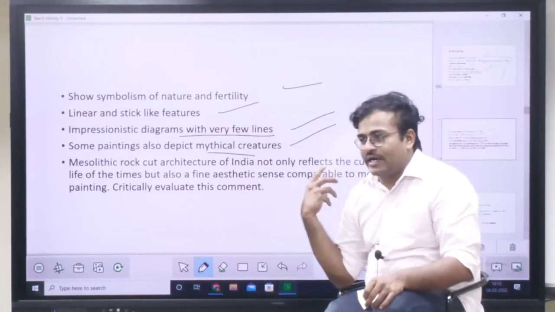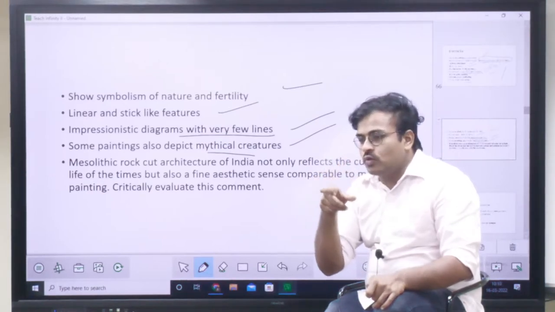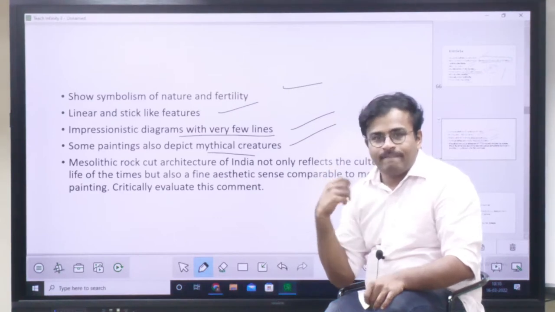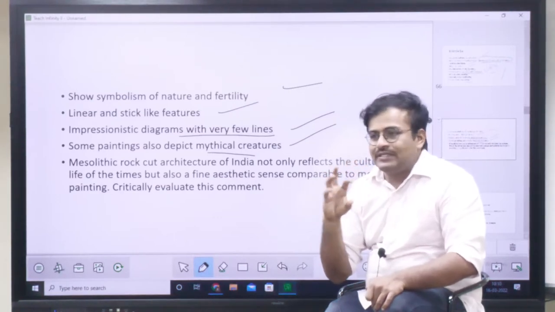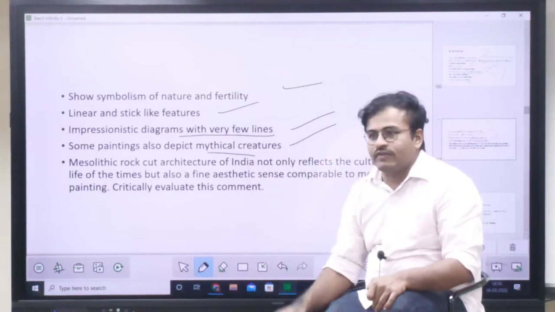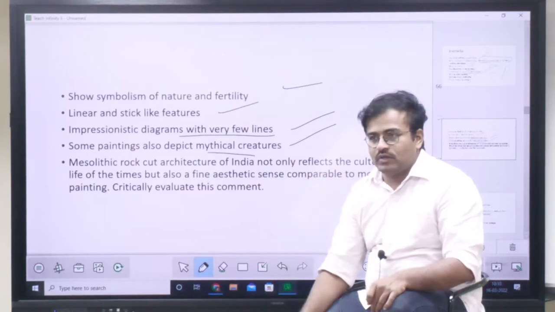But I think you can write a satisfactory answer on the basis of this, because these modern schools of painting have to be understood. Otherwise, you will not be able to write the answer for this question. Are you getting what I'm trying to say? That is the reason why we discuss them first, and later we'll also discuss the modern painting traditions of India particularly. Then you'll get even better clarity on this.